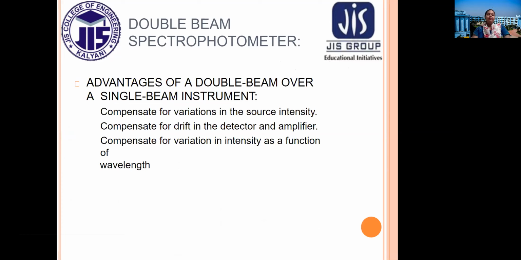Advantages of a double beam over a single beam: it compensates for variations in the source intensity, compensates for drift in the detector and amplifier, and compensates for variation in intensity as a function of wavelength. So these are the advantages of a double beam.